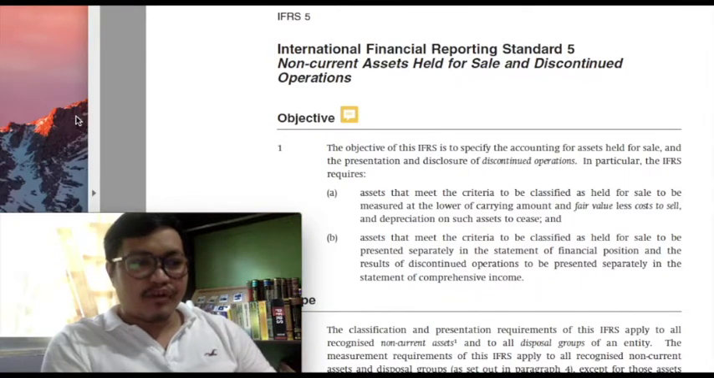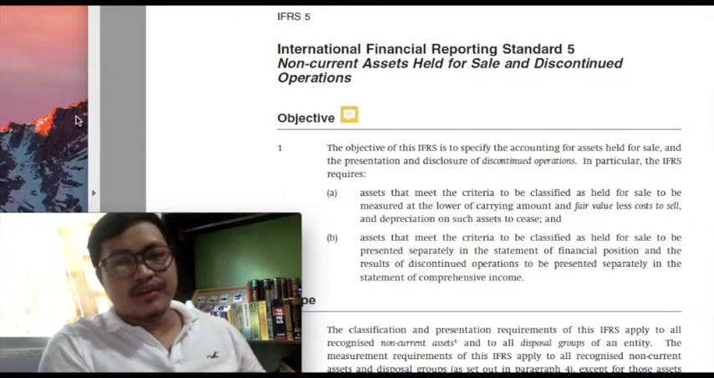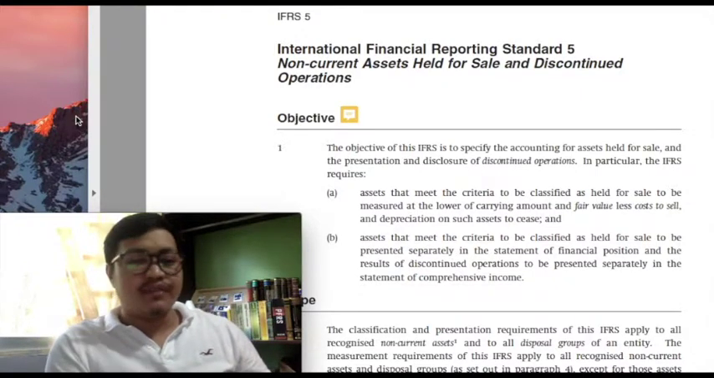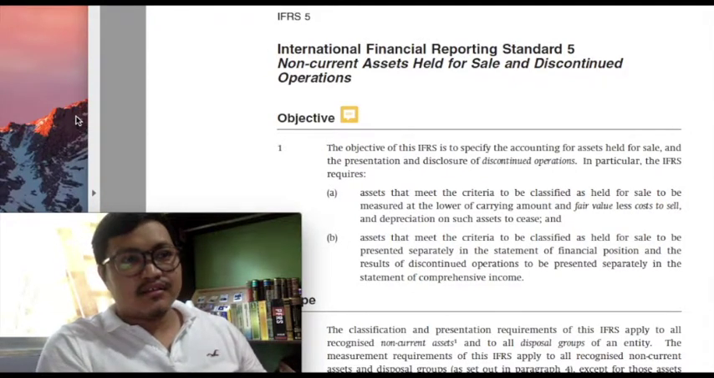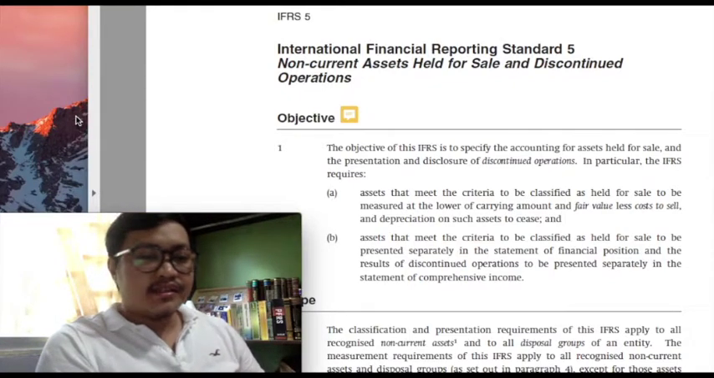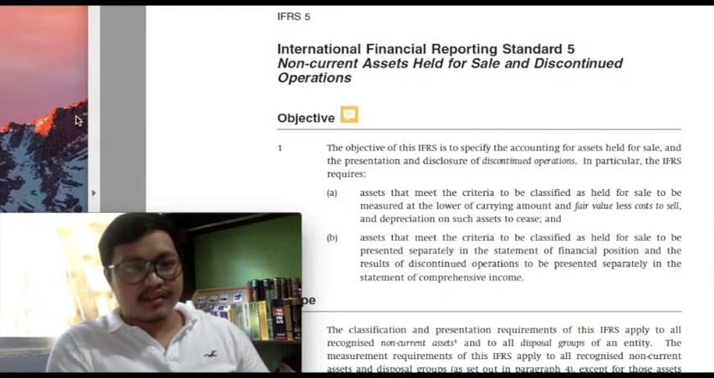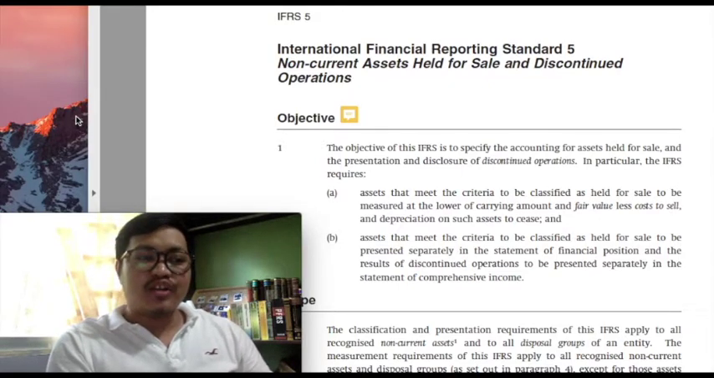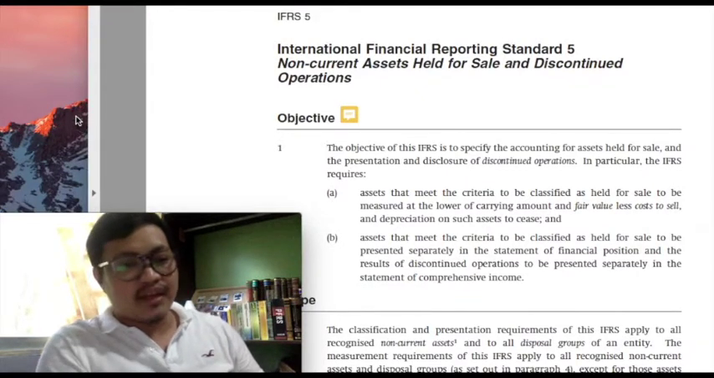To clarify my point, let's say we have 10 components, class. Our business has 10 components. We've decided to sell one component of the entity. The component that we are trying to sell, class, represents 30% of the total profit of the entity. We have 10 components, we want to sell one, and the component that we want to sell actually generates 30% of the total profit of the entity.